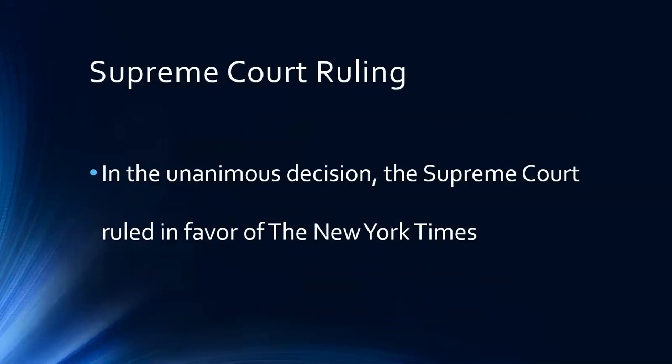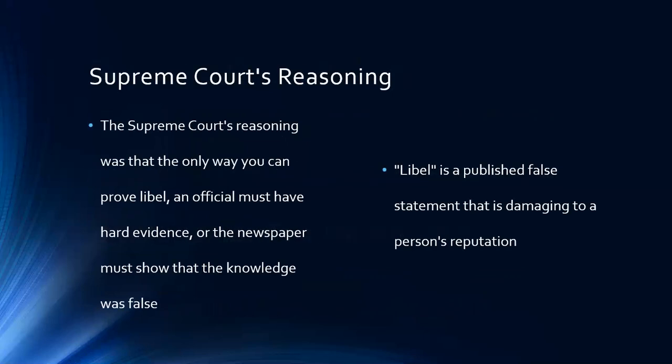The Supreme Court ruled in a unanimous decision in favor of the New York Times. The reasoning was that the only way you can prove libel is if you have hard evidence that the newspaper knew that the information was false. So unless you can outright prove with like a recording where they're all sitting around the news desk saying, all right, let's print these lies to make Sullivan look bad, then they're allowed to do it because mistakes happen. People get bad information and they shouldn't have to be punished for that. They're not going to restrict the freedom of speech because someone might have made a mistake.